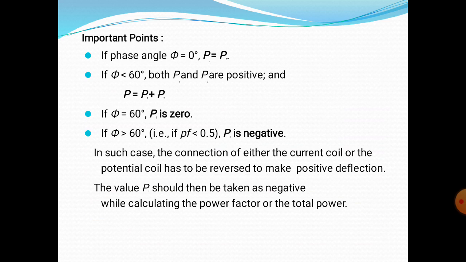And next, when the phase angle phi value is small compared to 60 degrees, both P1 and P2 are positive. So finally the total power P is equal to P1 plus P2. And next, phi equal to 60 degrees means that power P2 is always 0. These are the important points of the two wattmeter method, that means small consideration of power factors.